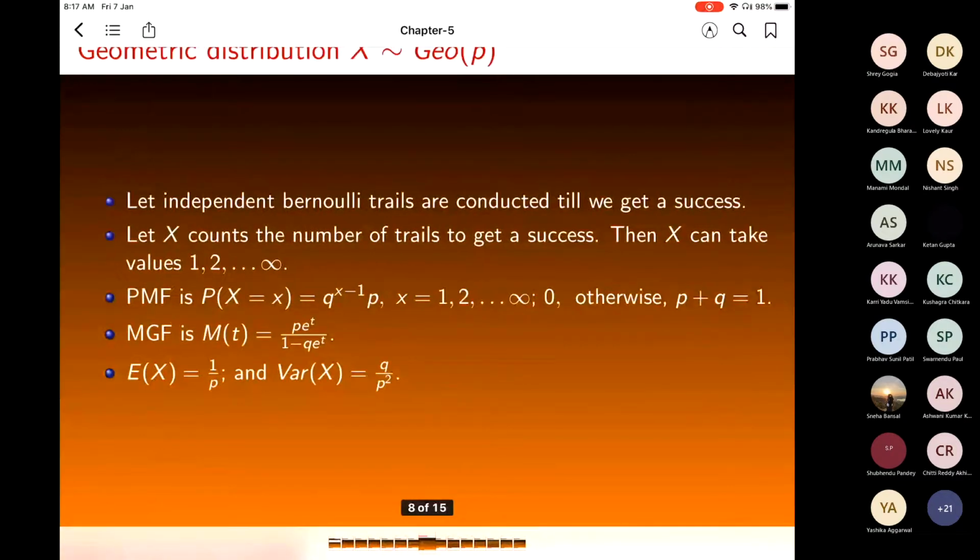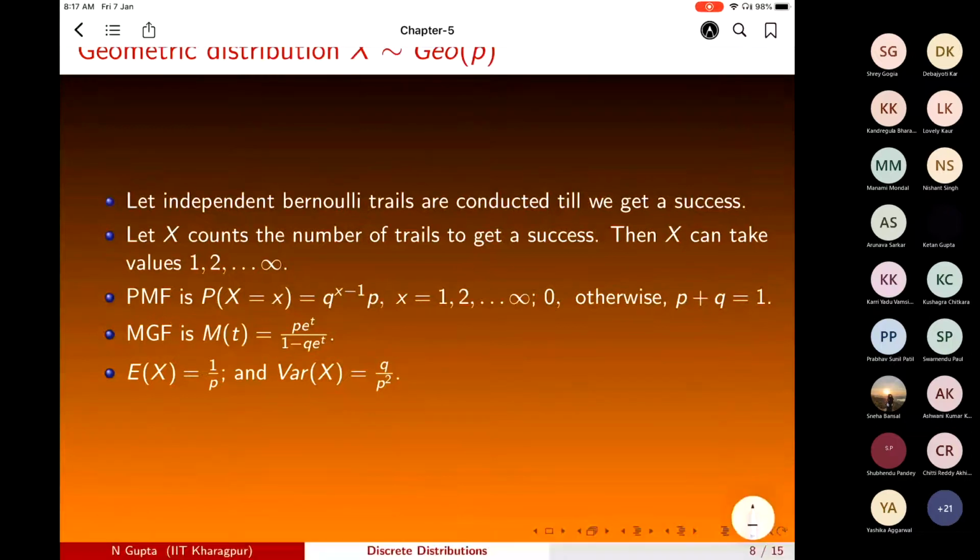Now in the same fashion for the geometric distribution, what we have already defined, the probability mass function is q raised to power x minus 1 into p, for x is 1 to infinity, 0 otherwise, where p plus q is 1. The moment generating function is p e raised to power t divided by 1 minus q e raised to power t, and the mean will be 1 by p, variance will be q by p square. So either you will find them by the direct method or using the moment generating function approach.